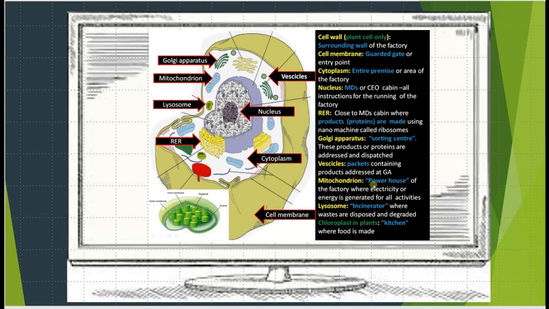Mitochondrion is a site where energy is produced or ATP is synthesized for all activities of the cell. Lysosome is a waste disposal site. It can be called an incinerator. In the case of plants, there is a kitchen or food producing center, that is the chloroplast, where photosynthesis takes place, where light energy is converted to glucose and that is used by all organisms in the universe.